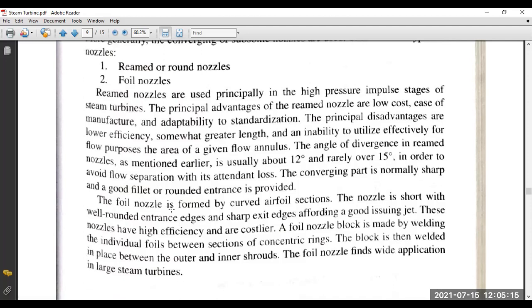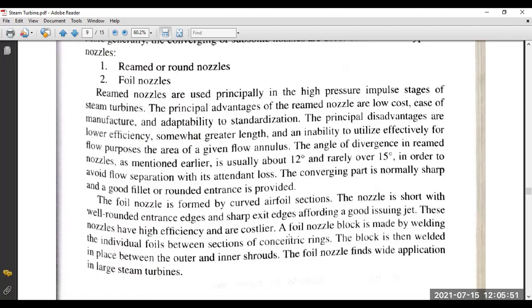The foil nozzle is formed by a curved airfoil section. The nozzle is short with well-rounded entrance edges and sharp exits, according to a good issuing jet. Now, airfoil means the foil of air in the case of the convergent. It is like an aircraft blade, that type of airfoil itself.